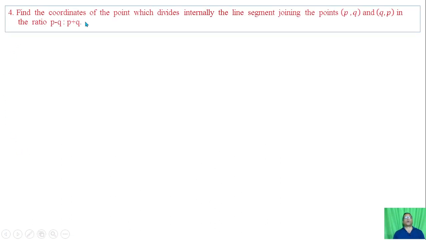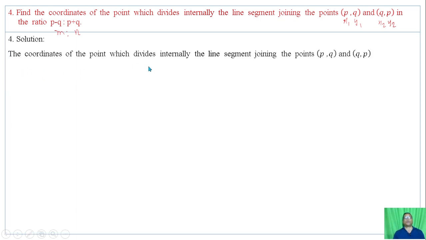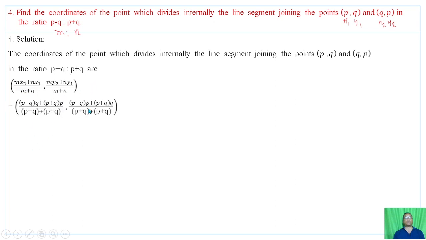Question number 4. Find the coordinates of the point which divides internally the line segment joining the points (P, Q) and (Q, P) in the ratio P minus Q is to P plus Q. Here this is x1, this is y1, this is x2, this is y2, this is M, this is N. The coordinates of the point which divides internally the line segment joining the points (P, Q) and (Q, P) in the ratio P minus Q is to P plus Q are, we have to use this formula, putting their respective values and summing up, we get this.